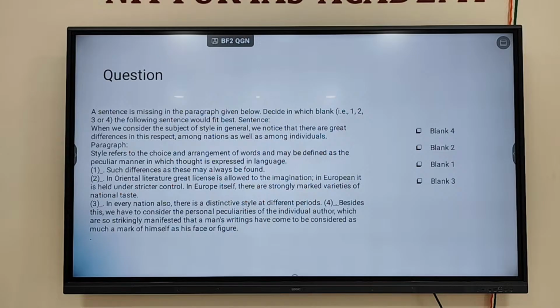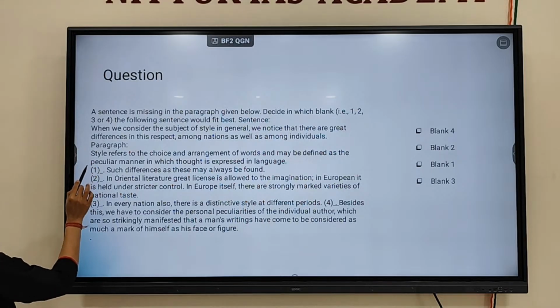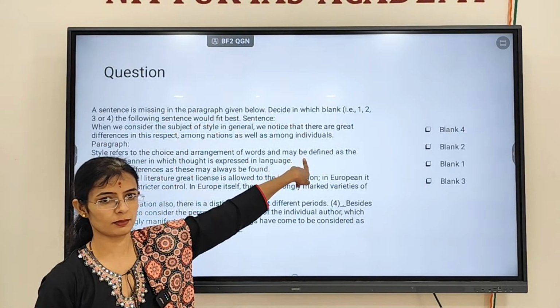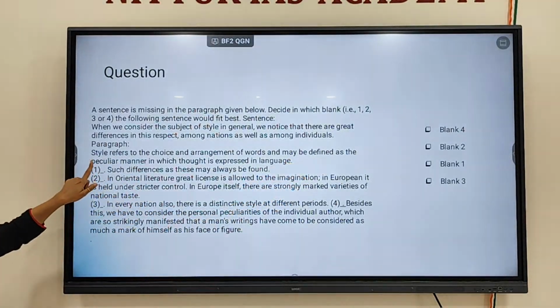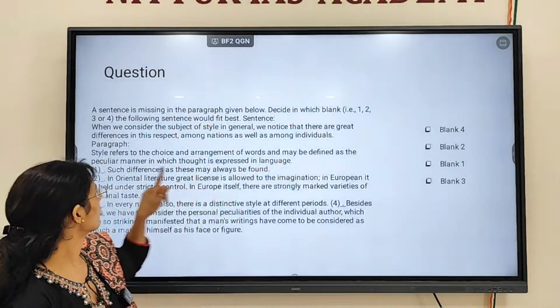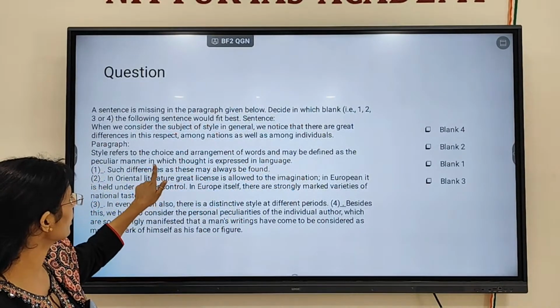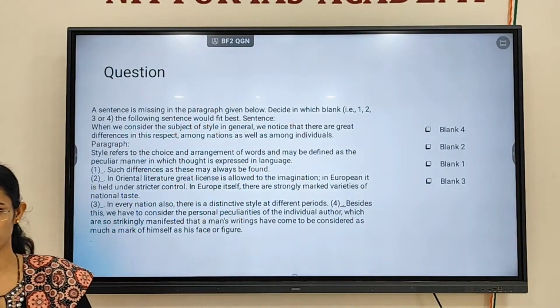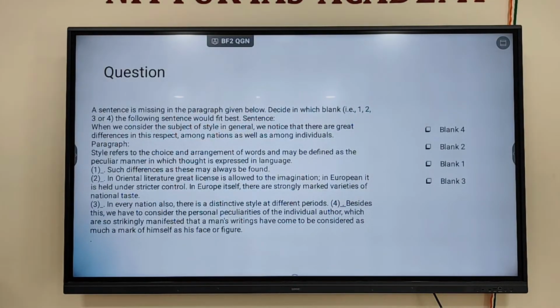4 totally different sentences, right? Which one fits best? See, this is the opening sentence, this is the sentence, and after that we need to put one sentence after this. So which one fits best? Style refers to the choice and arrangement of words which may be defined as a particular manner in which thought is expressed in a language. So there's writing style in which one expresses his or her thoughts about a given topic.